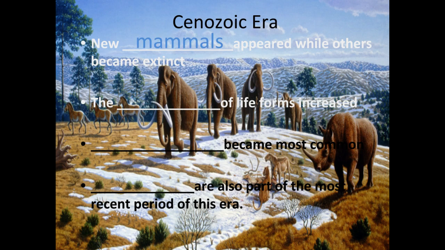We see new mammals appear. We see the diversity of life increase. We see flowering plants become extremely popular in the fossil record. And humans are also part of the most recent period of the Cenozoic era, according to the fossil record.